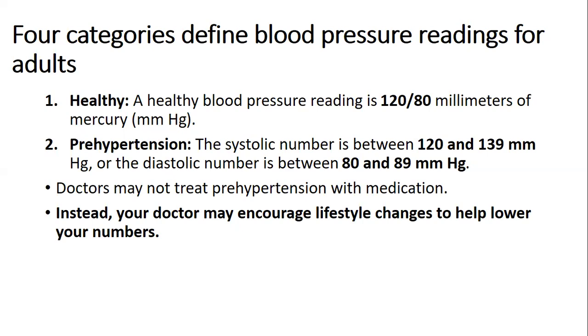Pre-hypertension, the systolic number is between 120 and 139 millimeters of mercury, or the diastolic number is between 80 to 89 millimeters of mercury. The doctor may not need to treat pre-hypertension with medication. Instead, the doctor may encourage lifestyle changes to help lower the numbers.